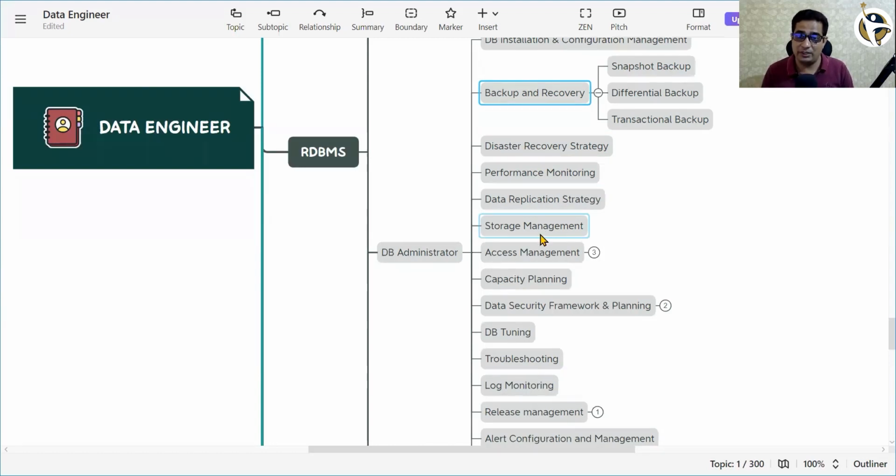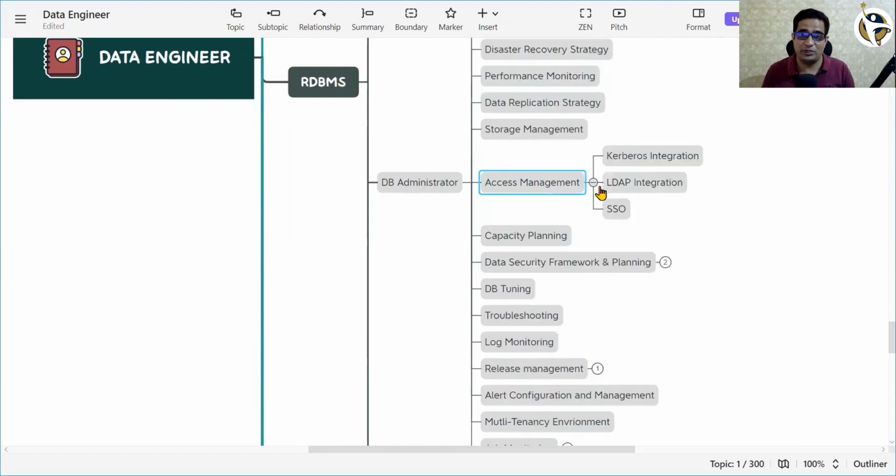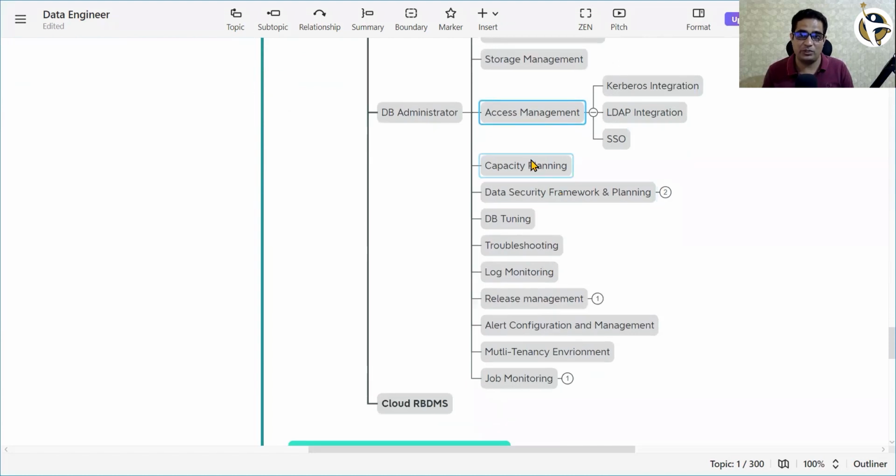Performance monitoring, data replication strategy, storage management, access management, it's very important, right? So when you give access to the database, you need to control various users, and you need to manage their authentication and authorization process. So that's where access management plays a very important role.